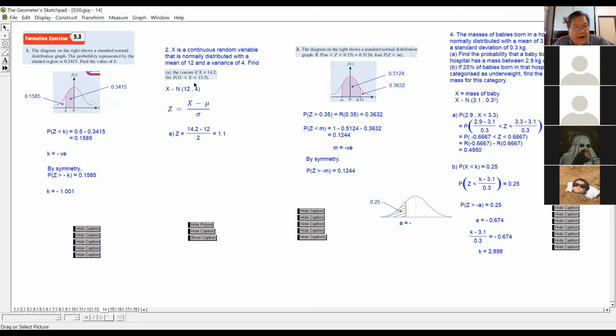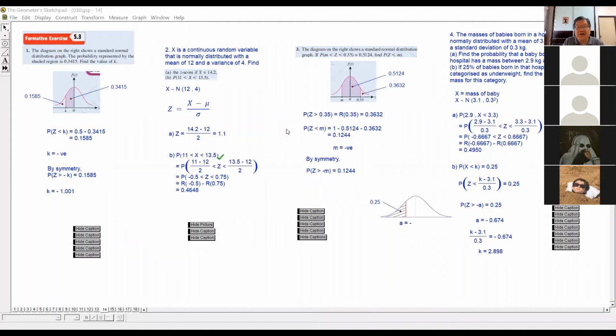Next, we are going to find the probability. To find the probability, you have to change the X to Z score. So we want to find the probability of X between 11 and 13.5.